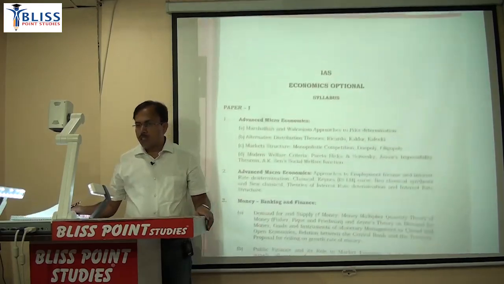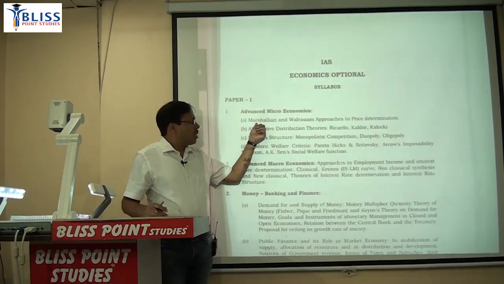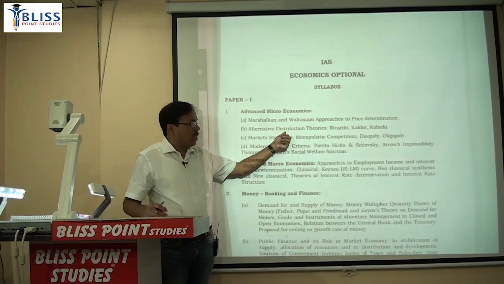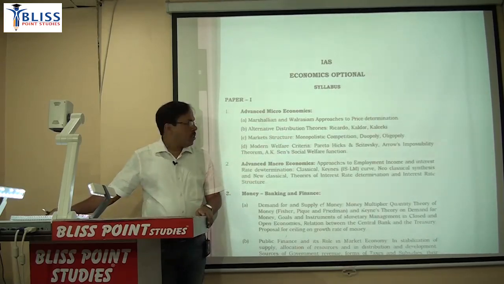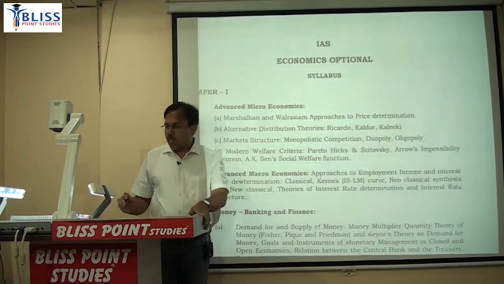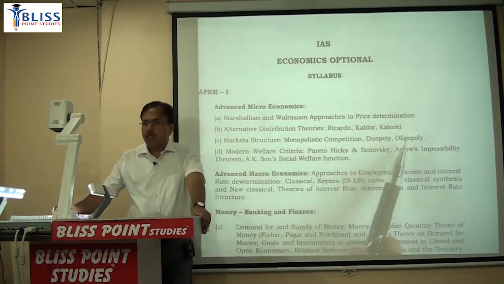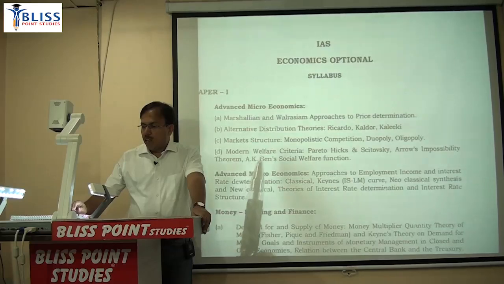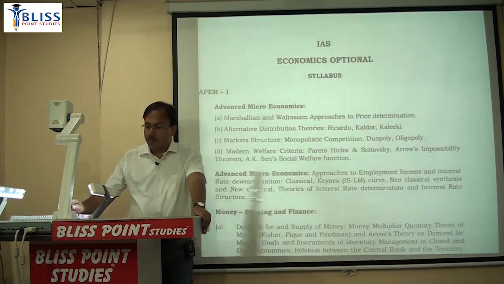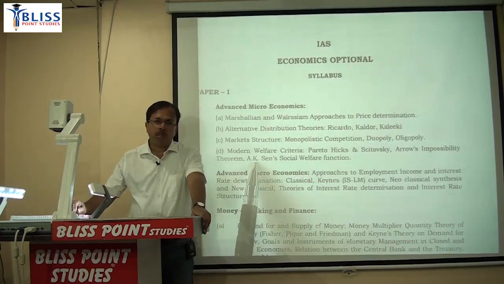If you see the website, it will be in this form. Advanced micro includes Marshallian and Walrasian approach to price determination. Second is alternative distribution theory, which includes Ricardo, Kaldor and Kalecki. Market structure: monopolistic competition, duopoly and oligopoly. And welfare criteria: Pareto, Hicks, Scitovsky, Arrow's impossibility theorem and A.K. Sen.